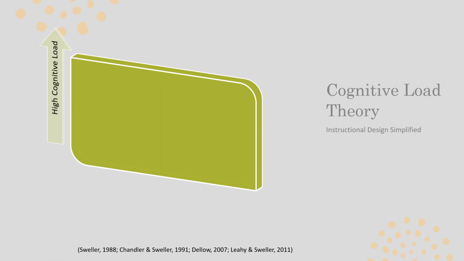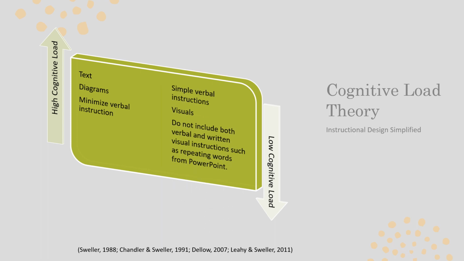Cognitive load theory has high cognitive load and low cognitive load. In high cognitive load, instructions should be given in text so that people can look back on the information and understand it. Diagrams also should be provided, with minimal verbal instruction. For low cognitive load, simple verbal instructions are fine.